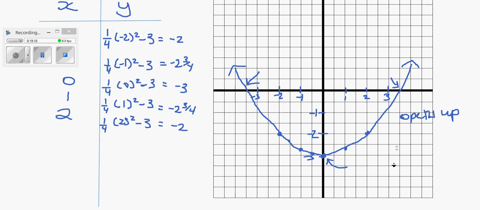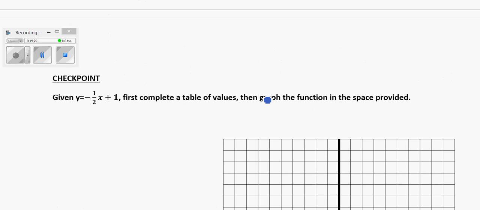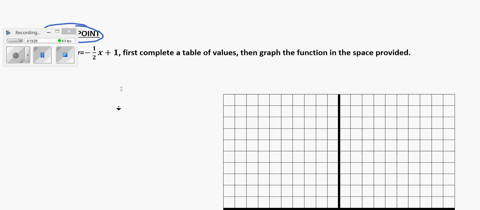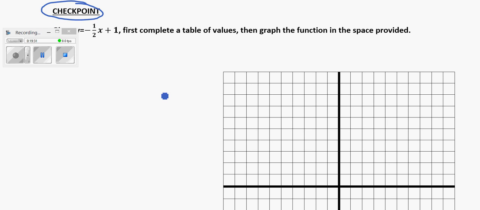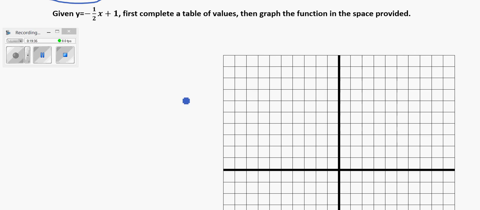So if you are quite sure that you're ready to move on, just take a quick time here to look at the checkpoint. So make sure that you can do this question on your own, and the answer to this checkpoint will be posted in the course Moodle page, so you can check your work, and if you've got it correct, then you are good to move on to the next lesson.